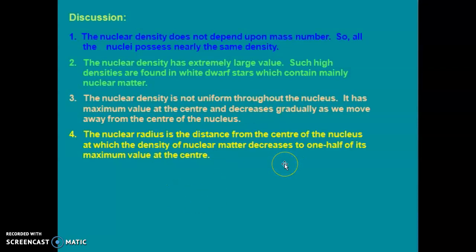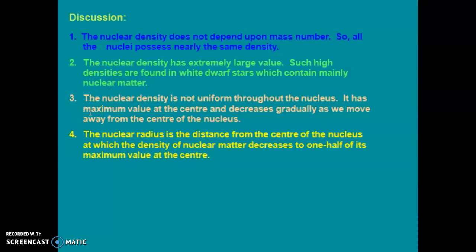With this we conclude our discussion: nuclear density does not depend upon mass number, as it comes out a constant quantity. So all nuclei have nearly the same density. Second, nuclear density has extremely large values. Such high densities are found in white dwarf stars, which contain nuclear matter. So its density is very large.